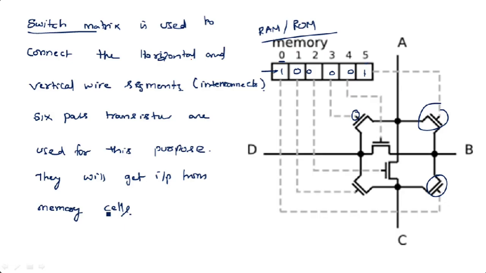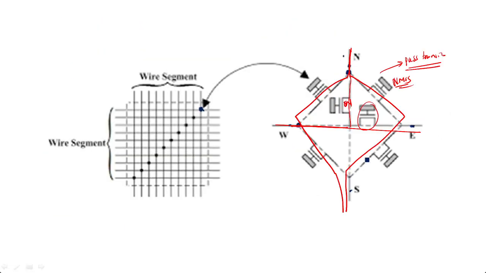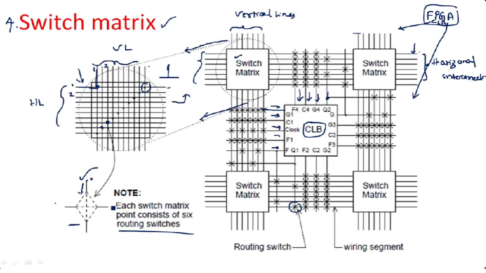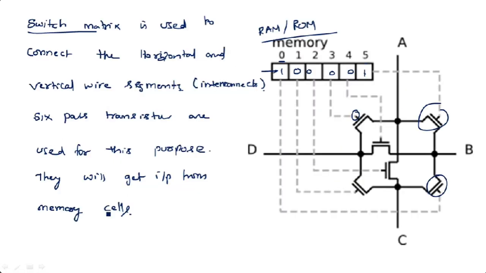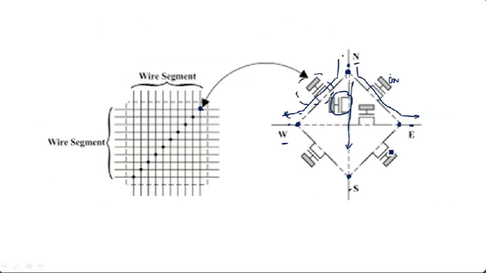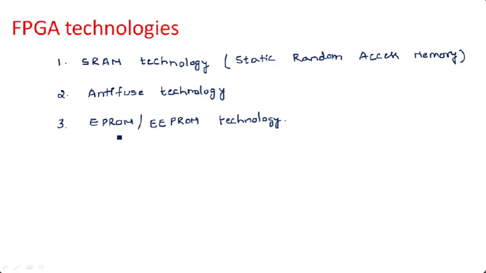Basically, this consists of SRAM. SRAM, as I told you, is volatile. How the switching is happening, how the programming is happening, is through the SRAM cells. As this is volatile, as the power is gone, the whole programming will be erased in the FPGA.